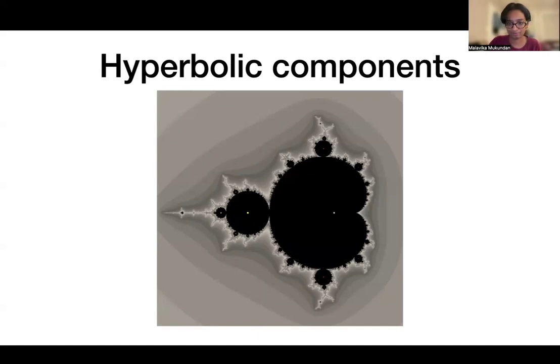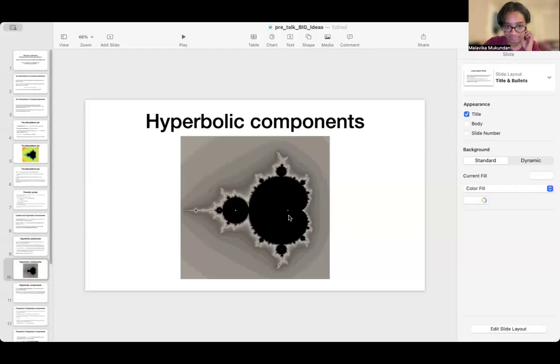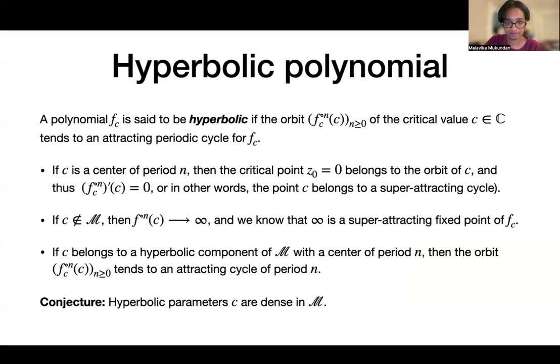So the white point right in the middle here is the point C equal to 0. So this is the polynomial z squared. This is a center of period 1. This is C equal to -1, which we just discussed. This is a center of period 2. This is a center of period 4. This is a center of period 3, and so on and so forth. If you zoom in here, you'll see a lot more centers, but I'm not quite sure of the resolution of this picture, so I'm not going to do that. Okay, let me go back to my slide.